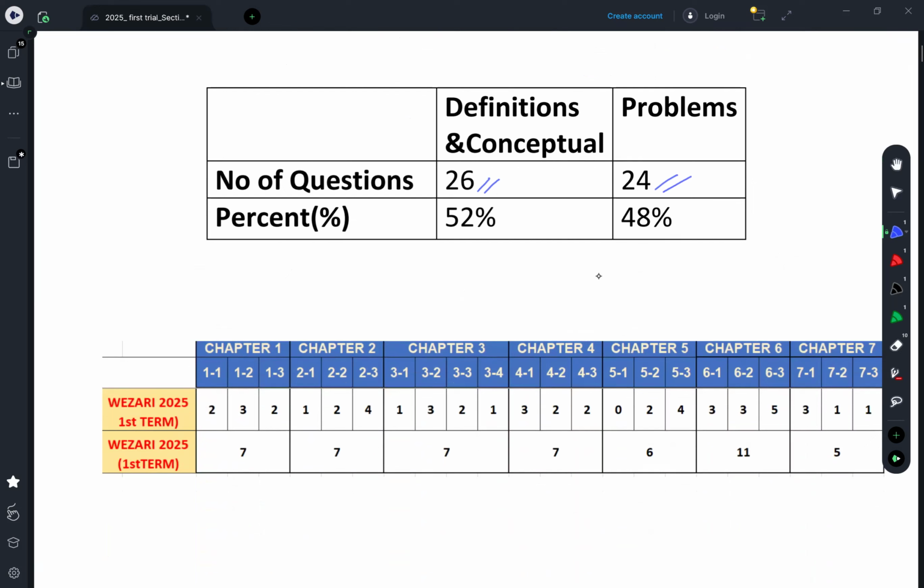And when we check the distribution of the questions by chapters, we see that from chapter 1, chapter 2, chapter 3, chapter 4, 7 questions were asked. And chapter 5, 6 questions. Chapter 6, 11 questions. And chapter 7, 5 questions were asked in the first trial of 2025 Wezary Physics exam.